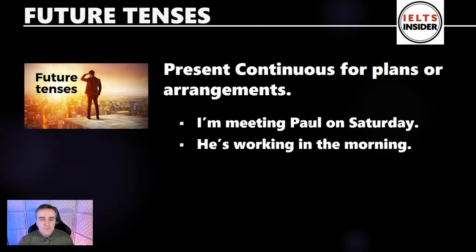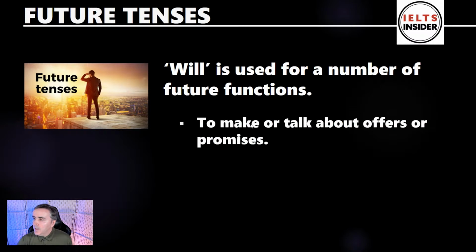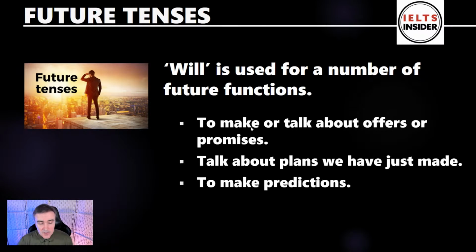Now, we're going to come on to the two most common words or phrases here. Now, we can use will for a number of different functions when we're talking about the future. Will can be used to talk about promises or offering people things to happen in the future. We can also use it to talk about plans we have just made at the time of speaking. And we can also use will to make predictions.